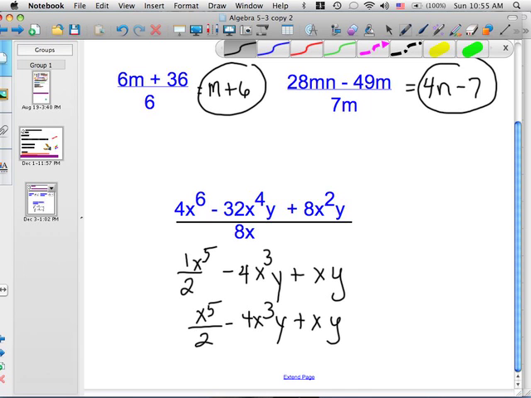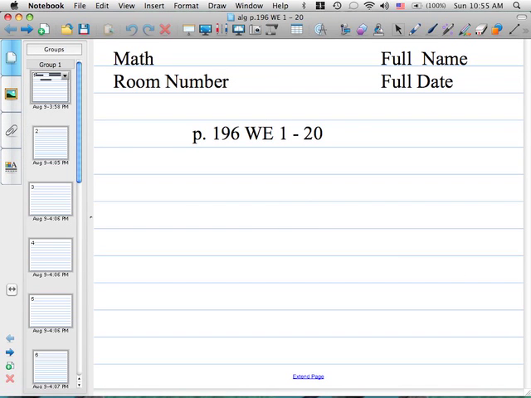We're ready to do the assignment. So you need your paper and your book open to page 196, and we're doing the 20 problems there, so make sure the paper is headed, title, folded in half.